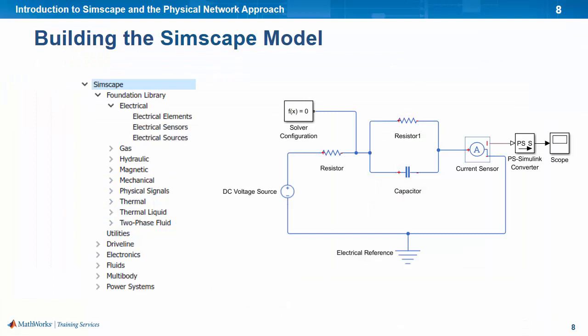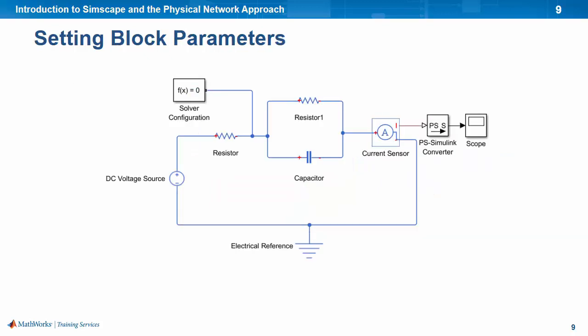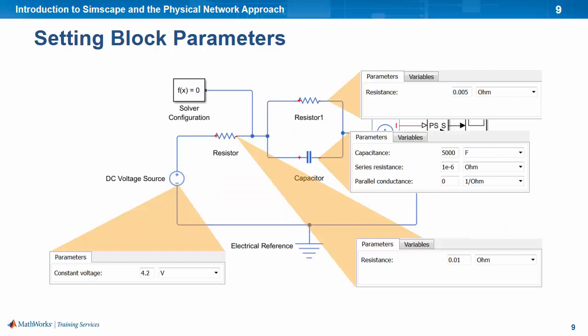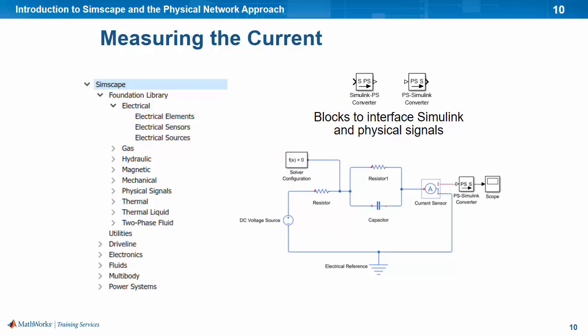We built the equivalent circuit of a battery by dragging and dropping resistors, a capacitor, and a reference block from the electrical elements library. We also added a DC voltage source from the electrical sources library and a solver configuration block from the utilities library. We then set parameters for the blocks by double-clicking and editing the parameters for each one of them. At this point, the model of our physical system was built.